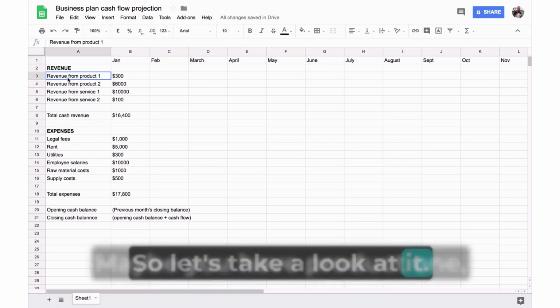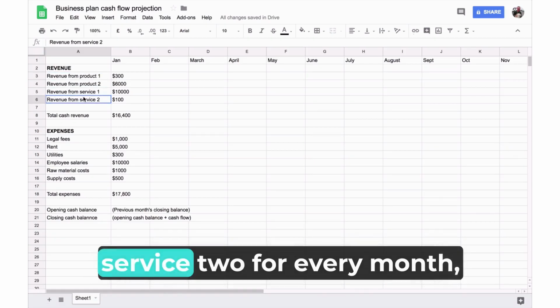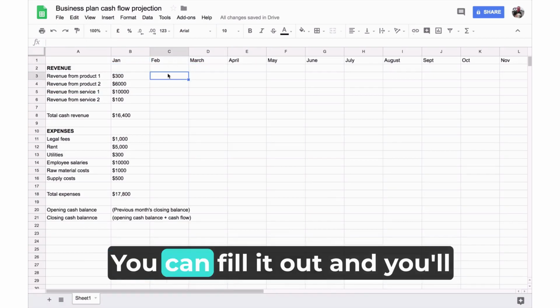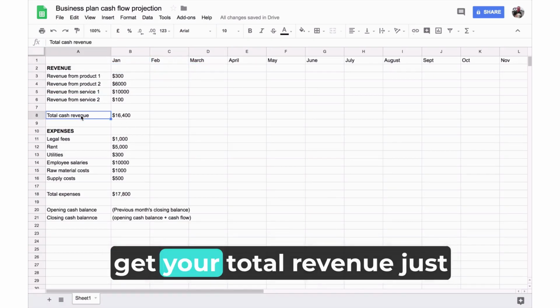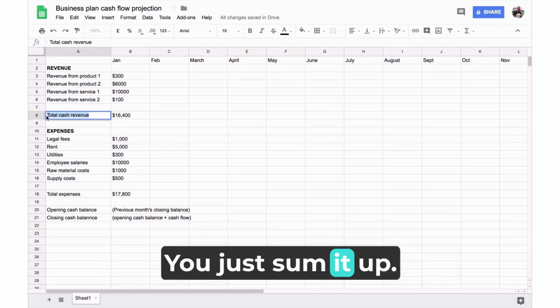So let's take a look at it. Maybe you have product one, product two, service one, service two. For every month, you see January, February, March, you can fill it out and you'll get your total revenue just by summing it up. You see, it's very simple. You just sum it up.